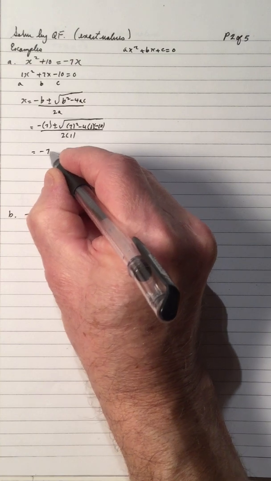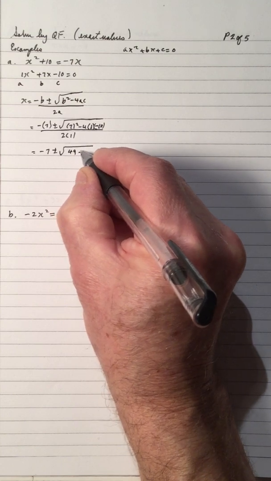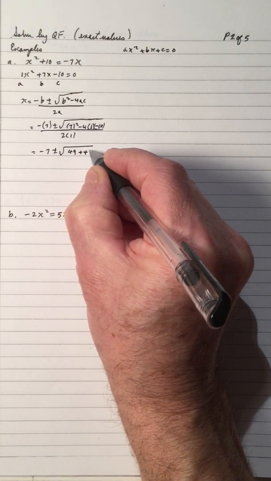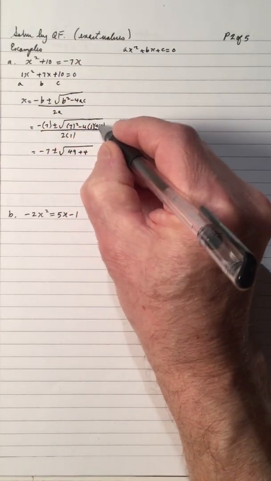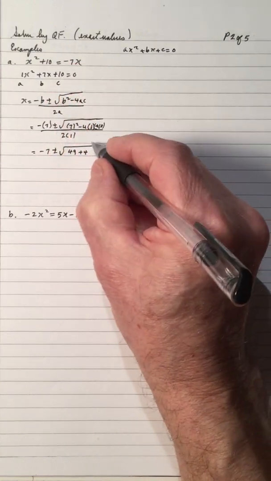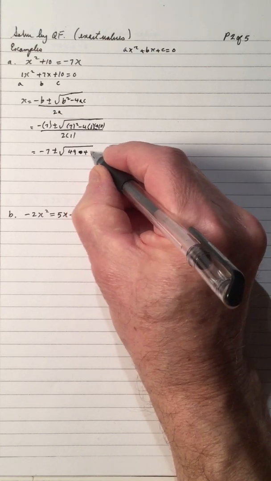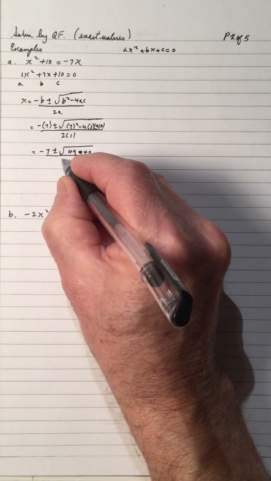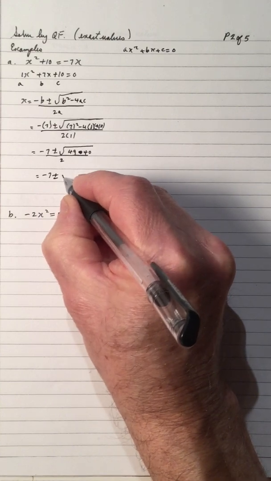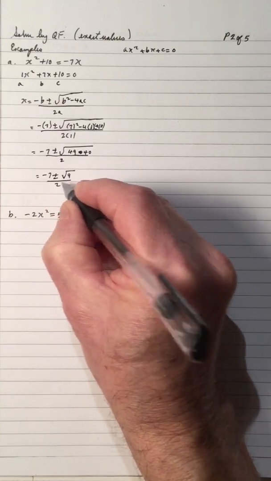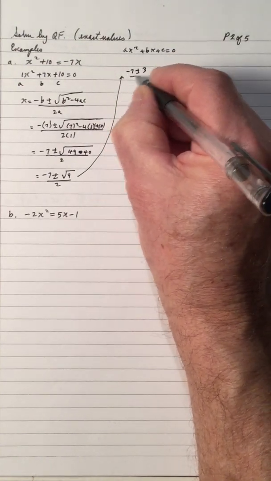And that gives us negative 7 plus or minus the square root of 49 minus 40. That's a plus 10 there, I wrote it down as a minus 10. So that's minus 40 all over 2. And that's negative 7 plus or minus the root of 9 all over 2. And that gives us negative 7 plus or minus 3 all over 2.